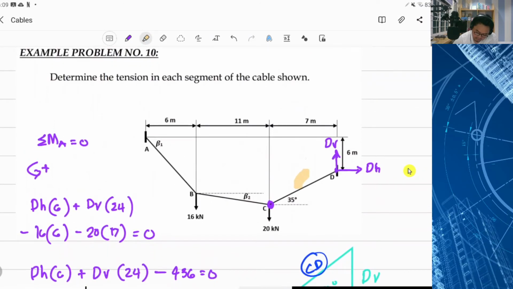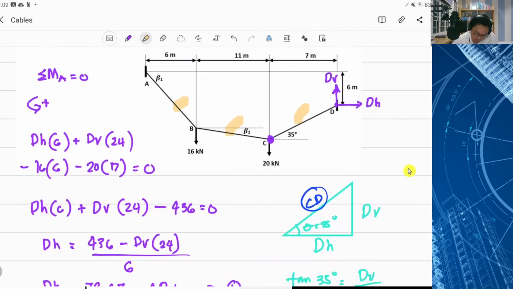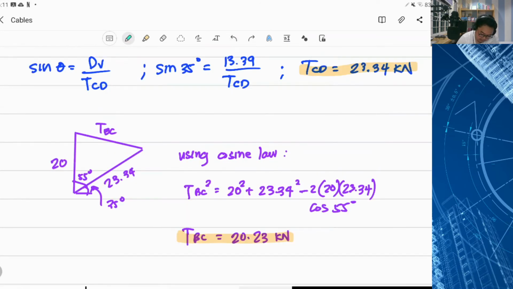So, this one is the problem. Okay, so to find the tension at AB, we have to solve first the beta 2, this one. Okay, so we can solve the beta 2 from this triangle. We must first solve the angle here, which is the beta 1, but first we have to solve this. Okay, what is this theta?